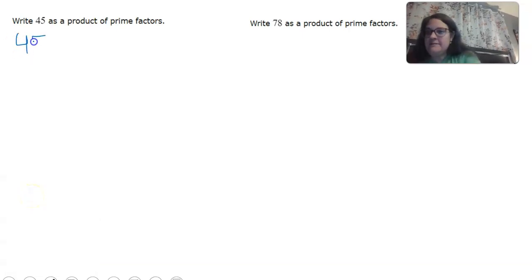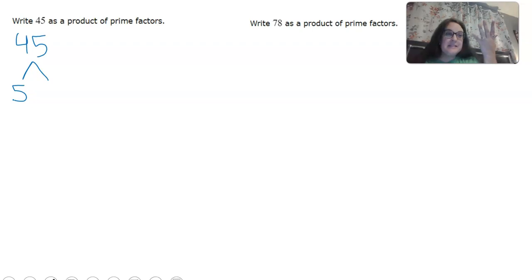There we go. 45 is divisible by 5. How many times? Let's skip count. 5, 10, 15, 20, 25, 30, 35, 40, 45. 9 times.